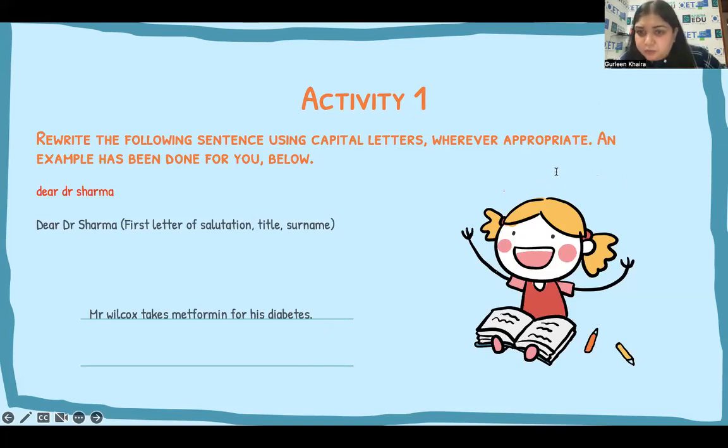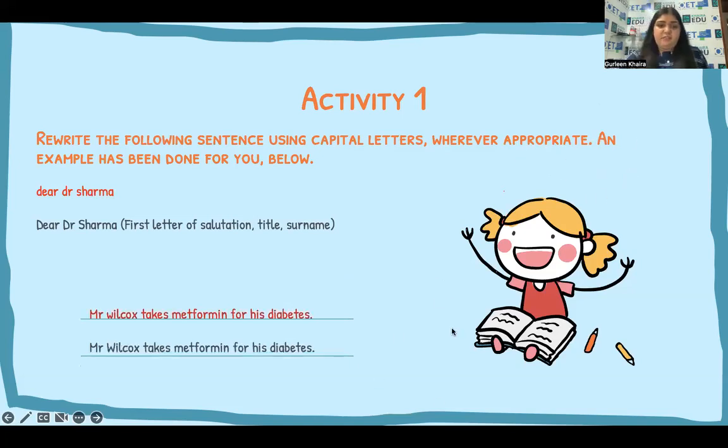All right, very good, Kamal. Mr. Wilcox, and W is capitalized, yes, takes metformin for his diabetes. Yes, very good. This is the answer. Mr. Wilcox, because Wilcox is a proper noun, right? Last name of the patient. So we will capitalize the first letter, but we will not capitalize metformin. This is an active ingredient in medication. And diabetes also, the name of the medical condition is not based after a person's name, so it will not be capitalized. Now we have very interesting questions in chat.